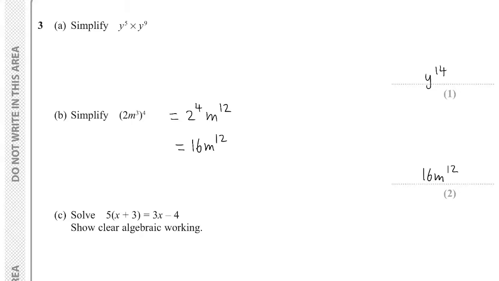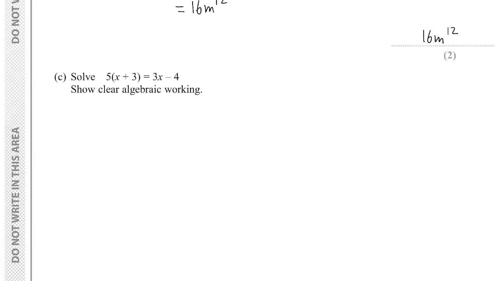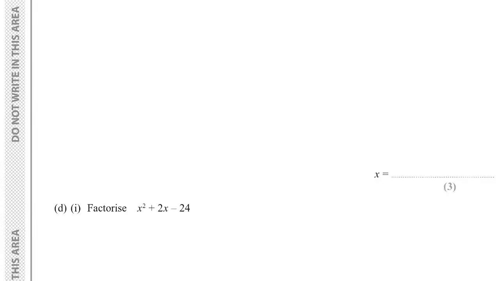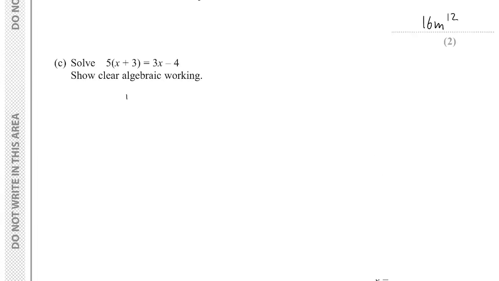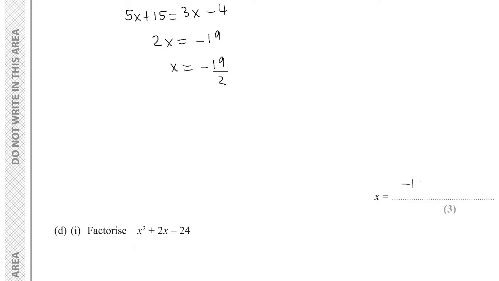C, we need to solve the equation given. We can start off by expanding. So 5x plus 15 is 3x minus 4. So 2x is minus 19, leading to x is minus 19 over 2. We prefer fractions rather than decimals, so I'll stick to that, minus 19 over 2.